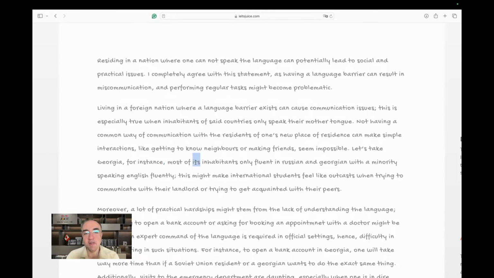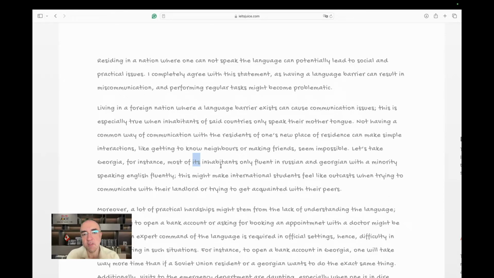Most of its inhabitants only fluent in Russian. Okay, first, I think for Russians, Georgians, Americans, the French, they all refer to their countries with a female pronoun, but don't worry. This is technically correct. You will not be penalized. So if you happen to hear "most of her inhabitants," and "her" refers to Georgia as the country, that's also possible, and it is also correct.